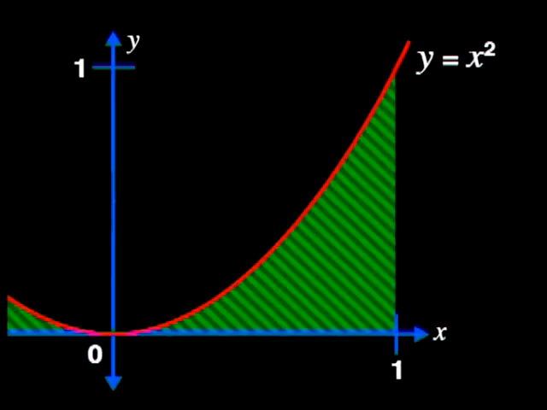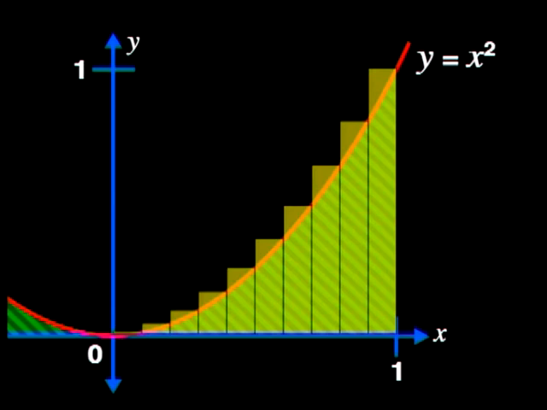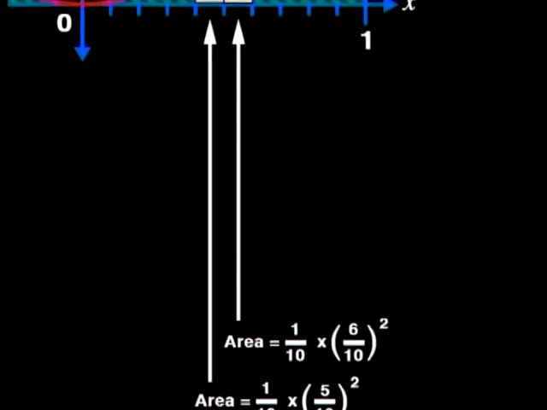We explored two cases. First, we explored the case of ten rectangles. In this case, we divided the distance from x equals 0 to x equals 1 into ten equal segments. Onto each segment, we drew a rectangle like this and determined the area of each rectangle.